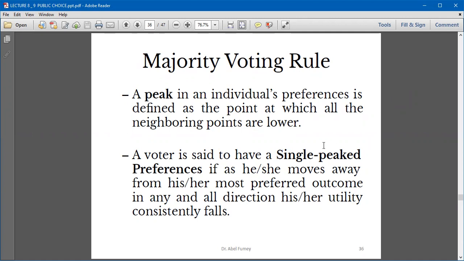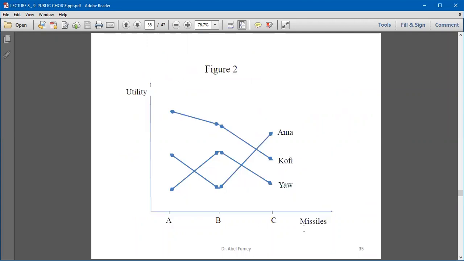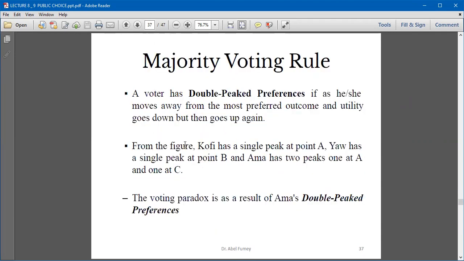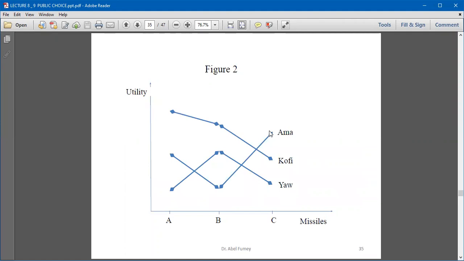So a voter is said to have a single peak preference if, as he or she moves away from his or her most preferred outcome in any and all direction, his or her utility consistently falls. So that is for single peak, like Yao. If he moves here, there's a fall in utility. If he moves here, there's a fall in utility. And then Kofi too, as he moves from here, there's a fall in utility. But then for the double peak, if the person moves away from the most preferred outcome and utility goes down, but then goes up again, like the case for Amma, it goes down and then goes up.